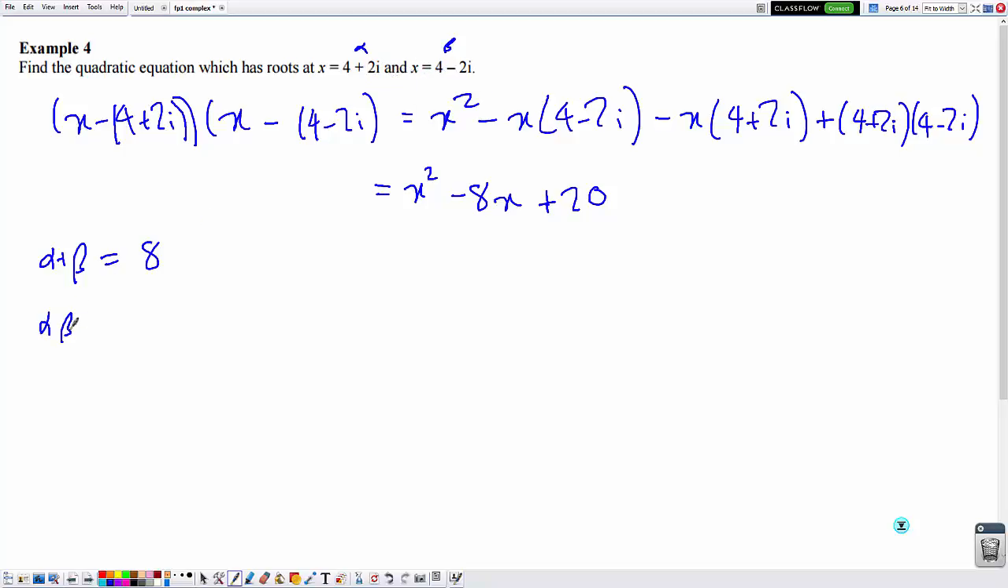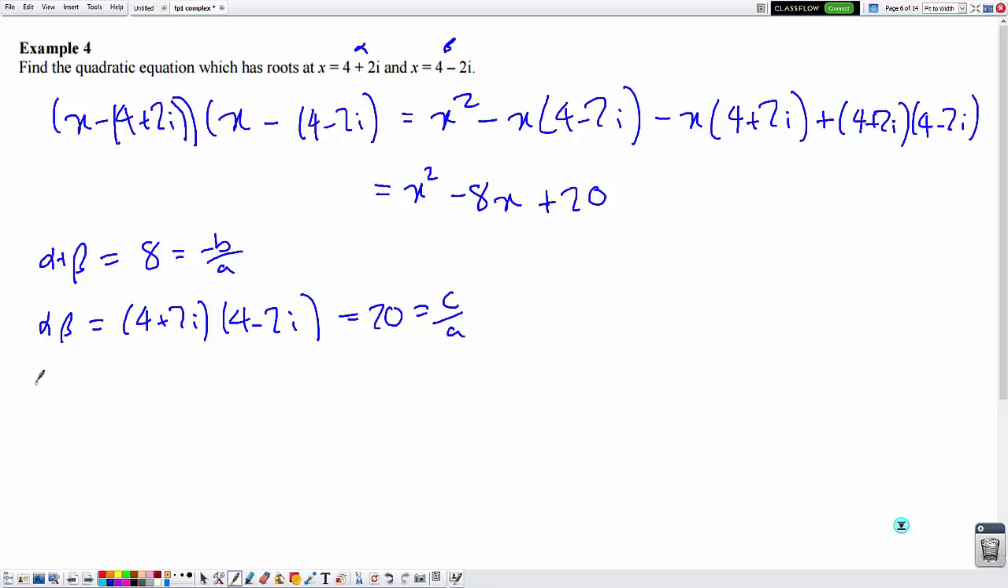Alpha beta, the product of the roots. So this requires a little bit of working out. It's not that bad though. So it's 4 plus 2i times, and by the way, remember this is your minus b over a, 4 plus 2i times 4 minus 2i. And we already know what this is. This was 4 times 4 is 16. And then it's a minus 4i squared, which is actually a plus 4. So this is 20. And this is your c over a.